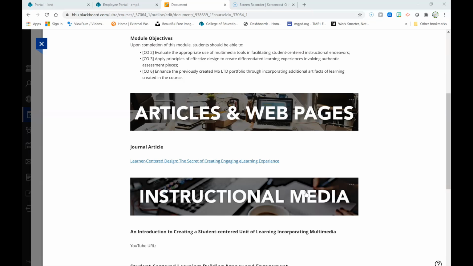Namely, we will be evaluating the appropriate use of multimedia tools and facilitating student-centered instructional endeavors, as well as applying principles of effective design to create differentiated learning experiences involving authentic assessment pieces. And finally, we will focus upon the process of continuing to enhance our previously created Master of Science in Learning Technology and Design portfolios through incorporating additional artifacts of learning created within this course.